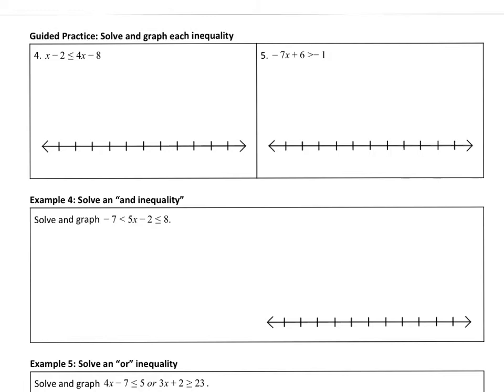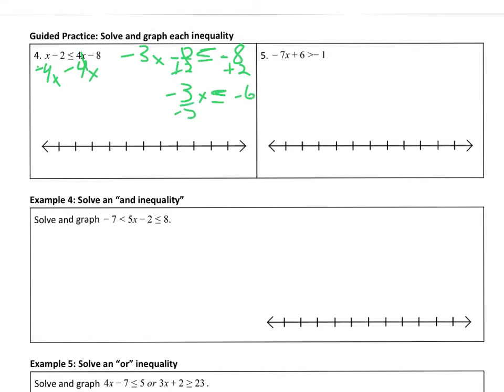Okay, so guided practice number 4. Solving this inequality, I'm going to solve it just like I did at the top. I'm going to move my variables so that the variables are on the left-hand side. So that means starting by subtracting 4x from both sides, right? Just like that last example I covered. So this becomes negative 3x minus 2 is less than or equal to negative 8. And then I move on solving, my next step. Add 2 to both sides. Negative 3x is less than or equal to negative 6.